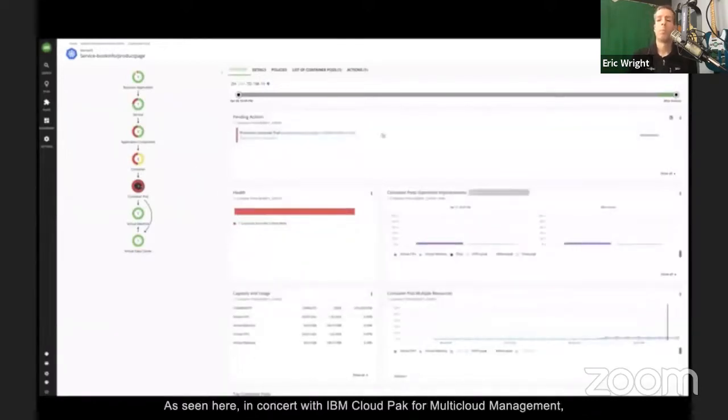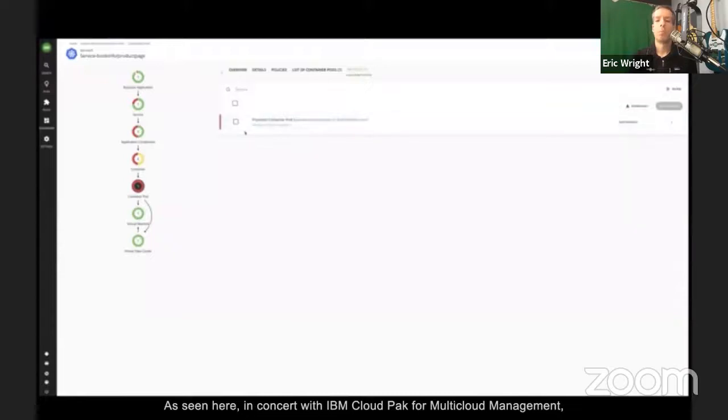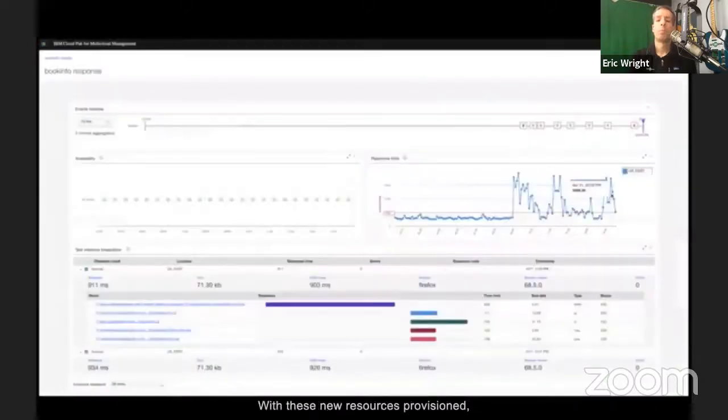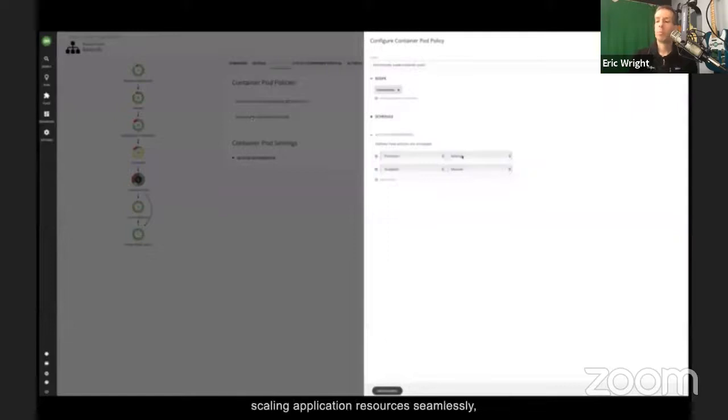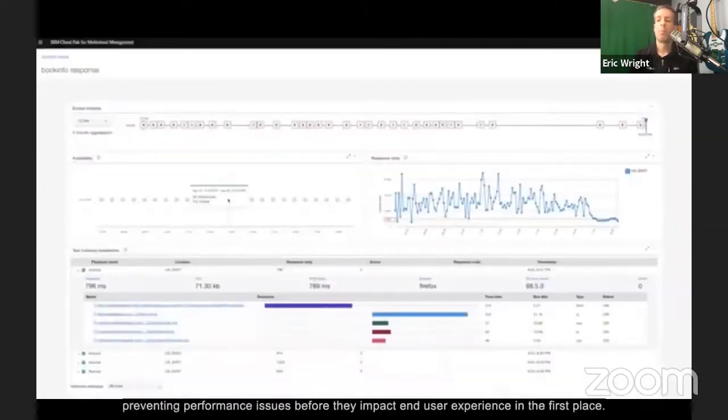As seen here, in concert with IBM Cloud Pak for multi-cloud management, the actions are orchestrated with a single click in the IBM ARM interface. With these new resources provisioned, we see response time returning to service level objectives. In order to provide continuous SLO adherence, IBM ARM's intelligent actions can be fully automated, scaling application resources seamlessly, continuously matching resource supply with dynamic application demand, preventing performance issues before they impact end-user experience in the first place.